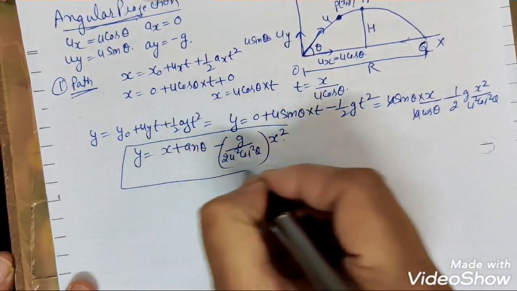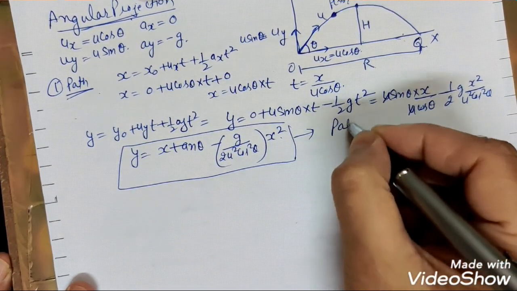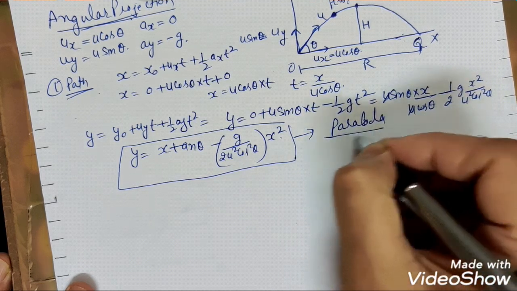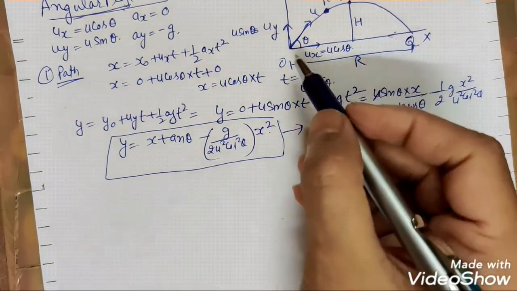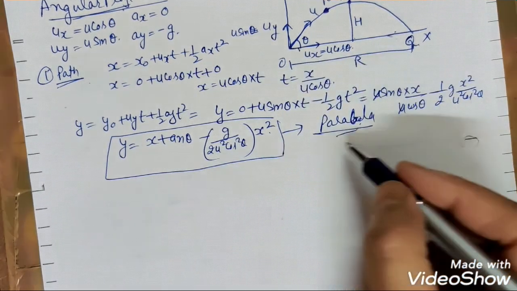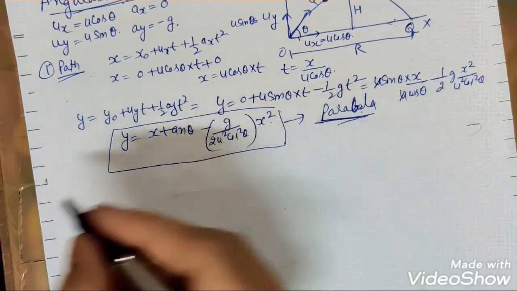This is again the equation of a parabola. So the projectile which is fired with angular projection at an angle theta with the horizontal again moves in a parabolic path.